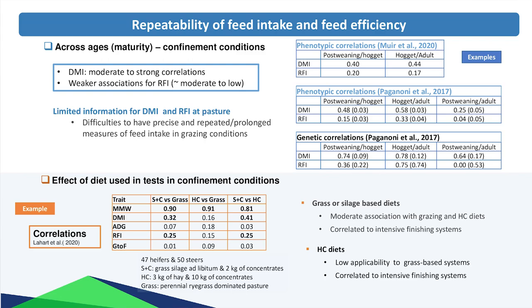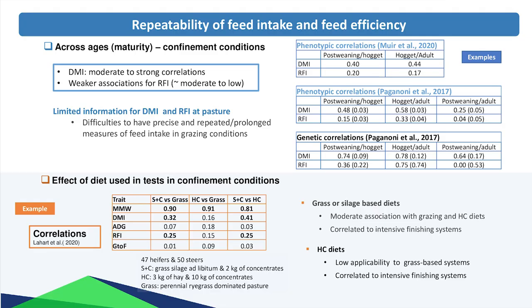But basically what you see is that in terms of phenotypic correlations, that is the first two tables that you have there, the correlations are stronger in terms of dry matter intake. So it's quite repeatable, and the association is weaker between different stages or different ages of the animal for residual feed intake. As you can see here, for example, measuring post-weaning, the correlation is high, and when you try to predict the genetic value from post-weaning to an adult animal, the correlations are weaker. The residual feed intakes are not different from zero.